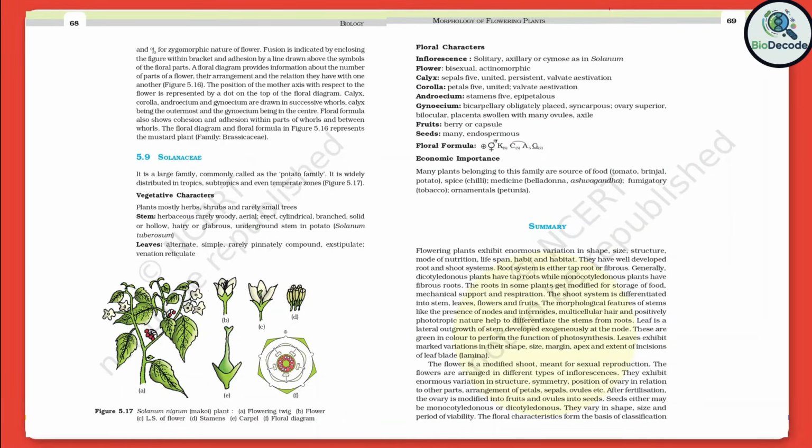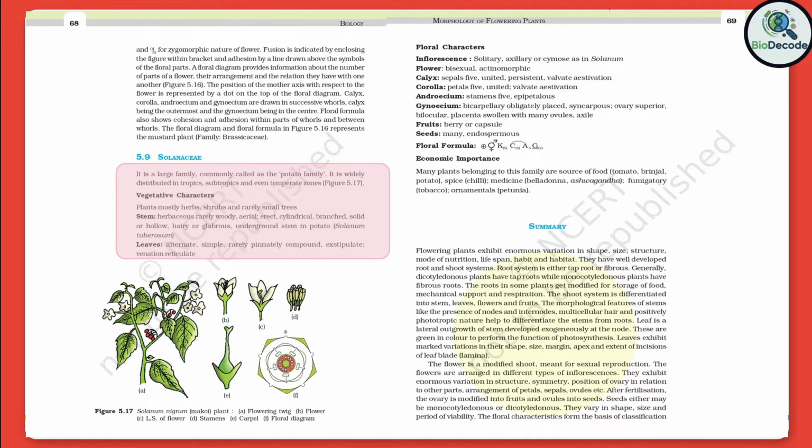Solanaceae. It is a large family, commonly called the potato family. It is widely distributed in tropics, subtropics, and even temperate zones. Figure 5.17. Vegetative characters. Plants are mostly herbs, shrubs, and rarely small trees.